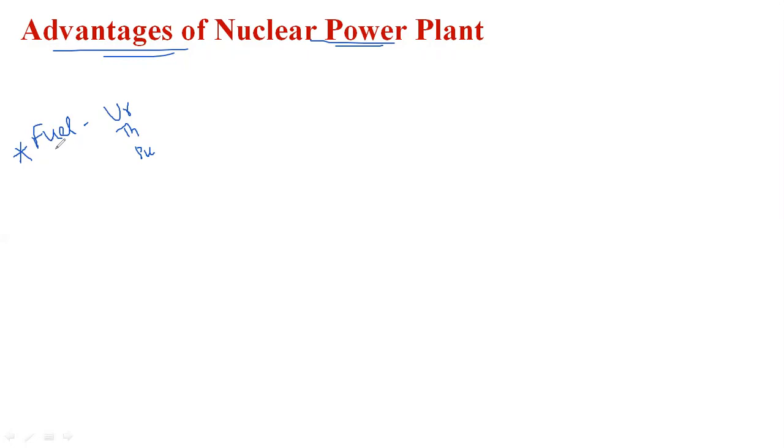And the running cost is very, very less compared to the other conventional power plants. The running cost here means the fuel utilization. We apply a little bit of fuel and generate the maximum amount of power, so the running cost is minimized. And as the fuel requirement is low, the transportation cost is also minimized.